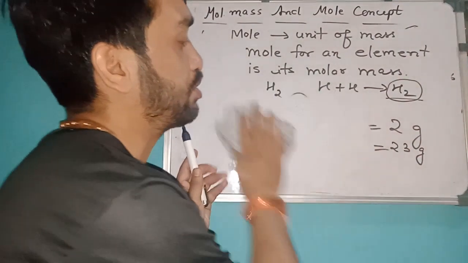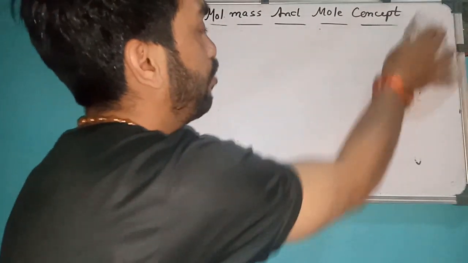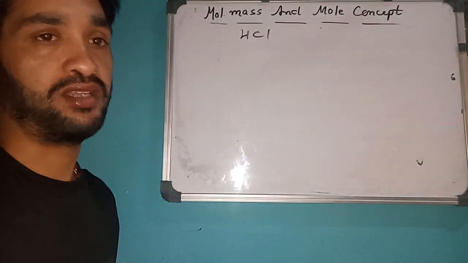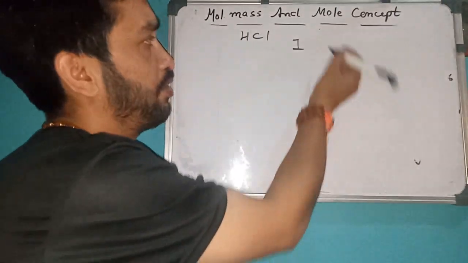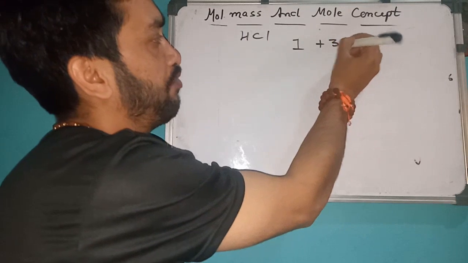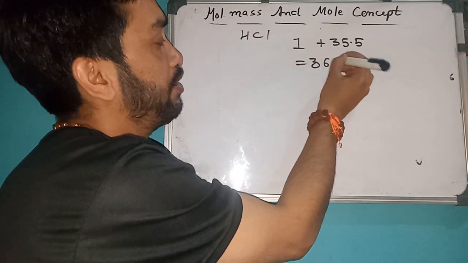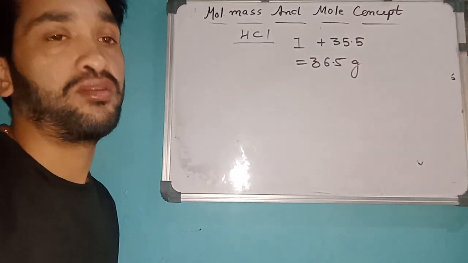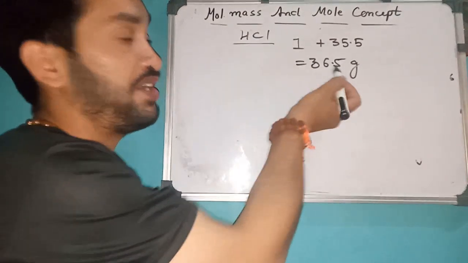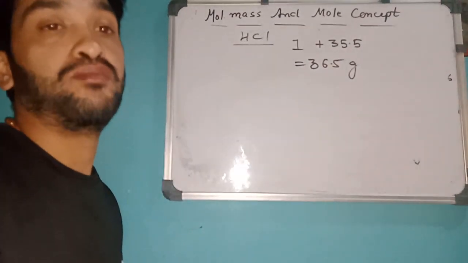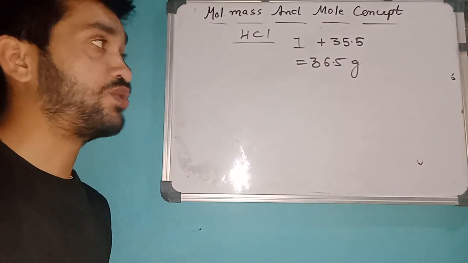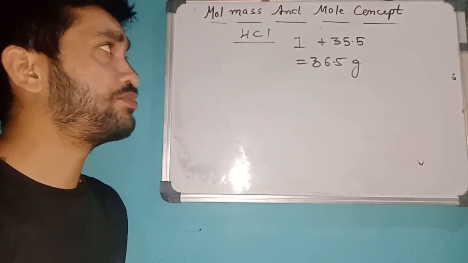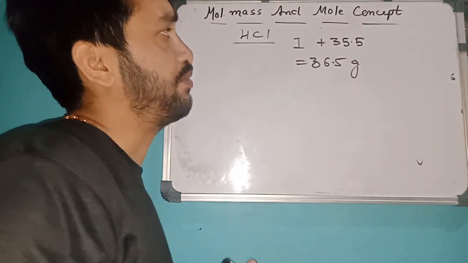For example, now let us move to some compounds. What will be the 1 mole or molar mass of HCl? In 1 mole, what is the mass of HCl that we want to calculate? So let us see, 1 for hydrogen, and for chlorine we have already seen 35.5. It means 36.5 gram is the molar mass of HCl. It means 1 mole of HCl weighs 36.5 gram, whereas 1 mole of H2 weighs 2 gram, and 1 mole of sodium weighs 23 gram. So mole is very easy. You just have to see its molar mass, that is the weight of 1 mole.